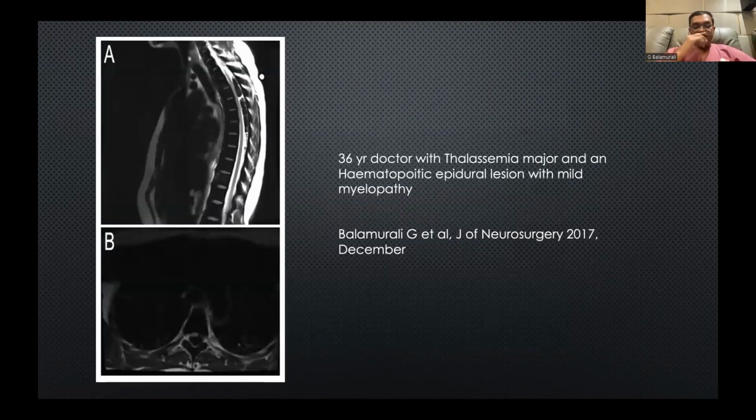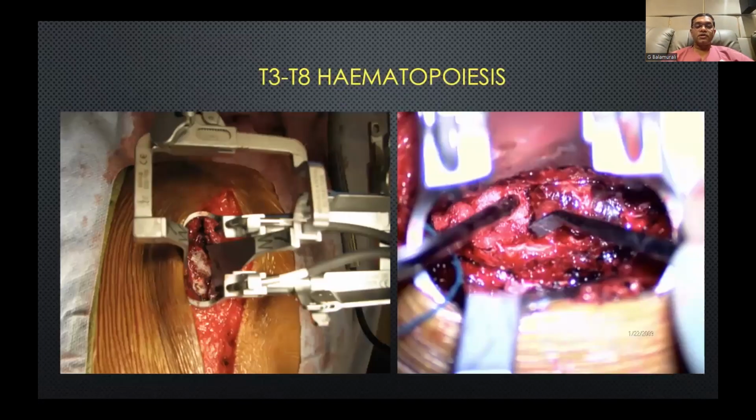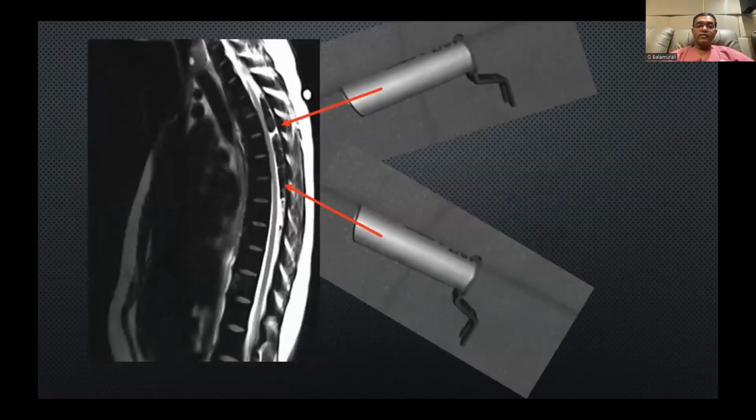So here's a case which was reported in the Journal of Neurosurgery as well. A 36-year-old doctor who presented with thalassemia major and had a hematopoietic epidural lesion extending about 7 to 8 levels. So we were wondering how to do this through a minimally invasive approach. So I used both ways, one approach from above and below. We used a tube to approach the superior part of the tumor and the inferior part of the tumor.